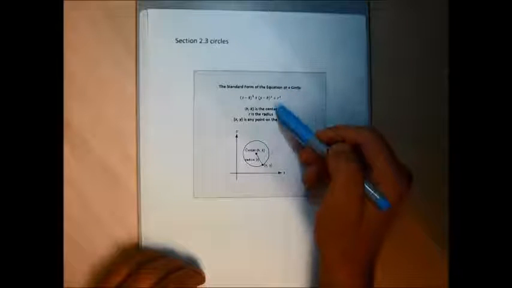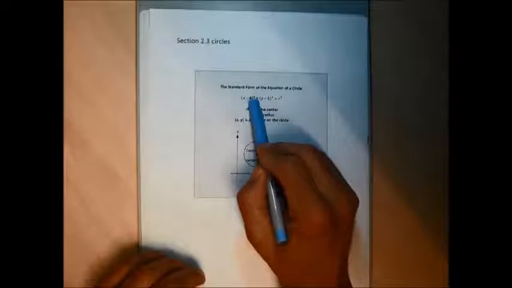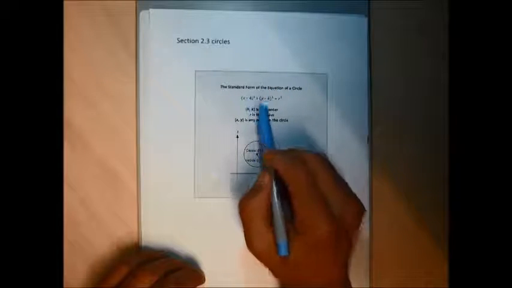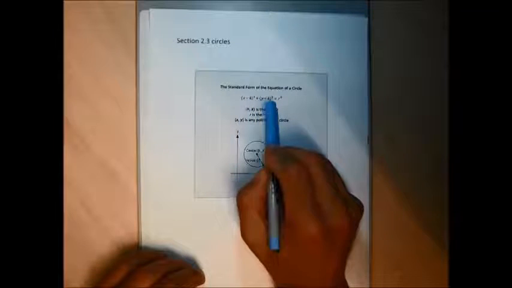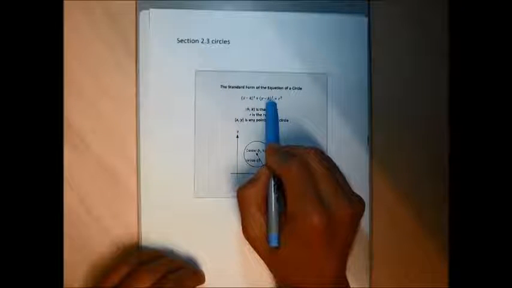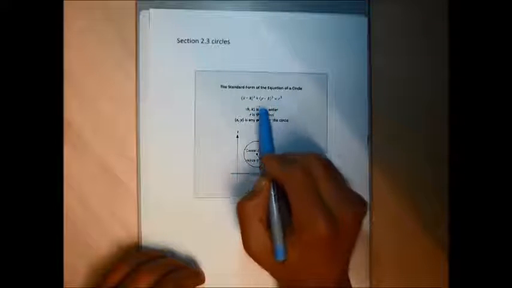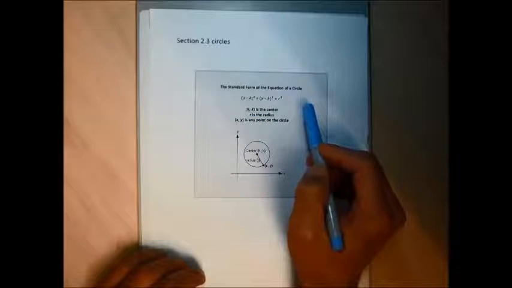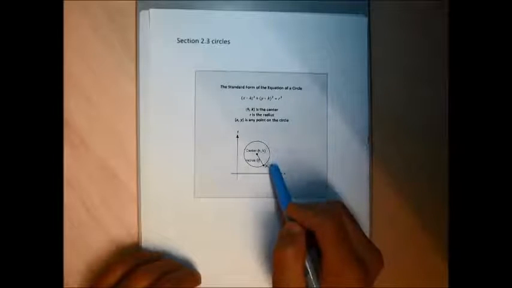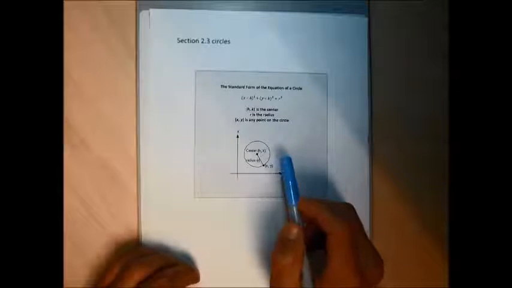And it says that right here: h, the number after the minus sign in the x parentheses, is the x coordinate of the center. k, the number after the minus sign in the y parentheses, is the y coordinate of the center, and r, the square root of that number, is the radius. And then (x, y) is any generic point on the circle. So that's all we need to know to get started in this section, but there are obviously subtleties that make the section hard.